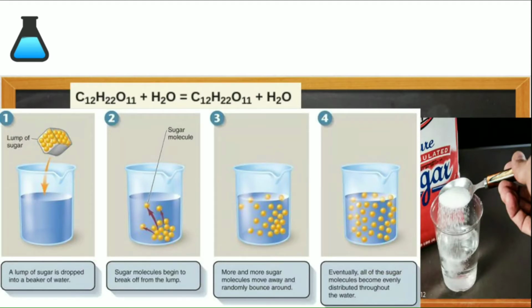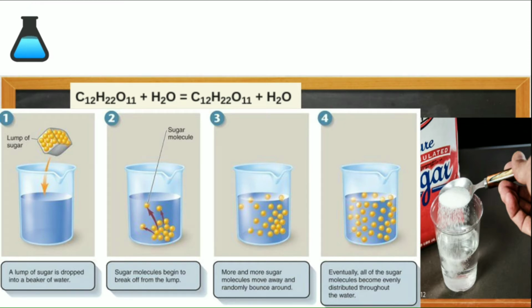Another really good example of a physical change is the dissolving of sugar in water. Physical changes produce mixtures because the components are simply physically combined, not bonded. So when we add sugar to water, as it dissolves, it spreads out uniformly to create a solution. But the sugar maintains its properties. It's still sweet. And the water maintains its properties.